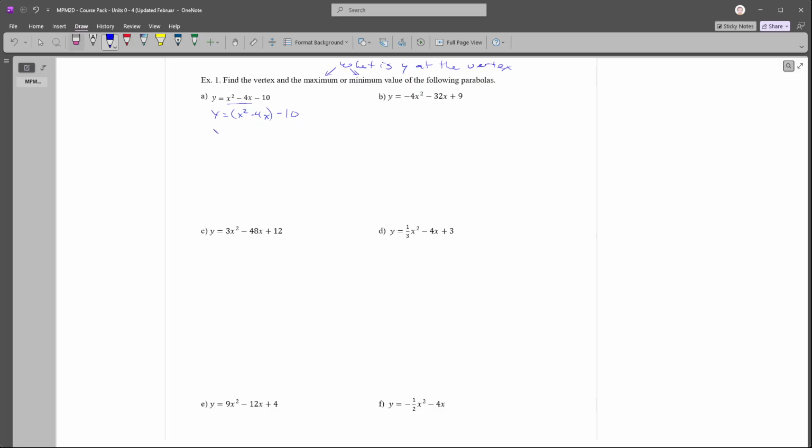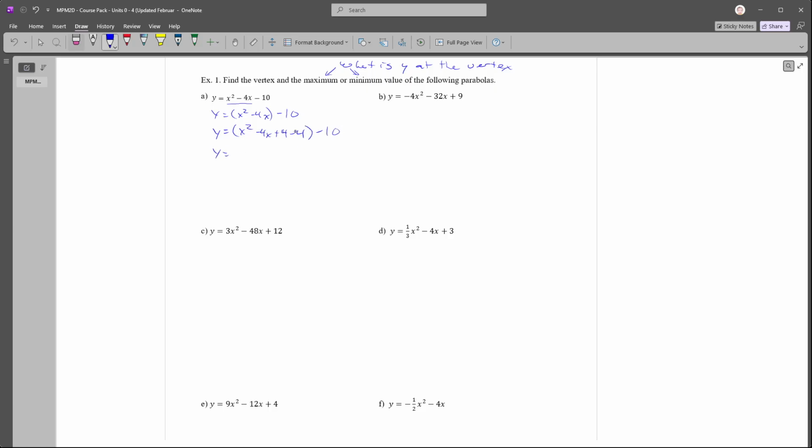Now what we have to do, we now have to add and subtract half of the second term squared. So half of 4 is 2. Square that, we get 4. So x squared minus 4x plus 4 minus 4. And then the minus 10 is still sitting there on the outside.